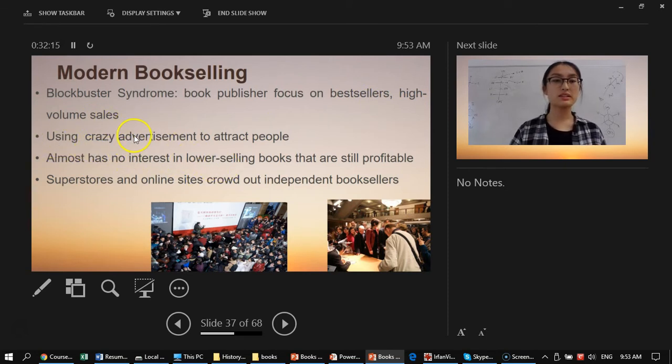They use crazy advertisements to attract people, and most of them have no interest in lower selling books, even though they are still profitable. Superstores and online websites crowd out the independent book sales.